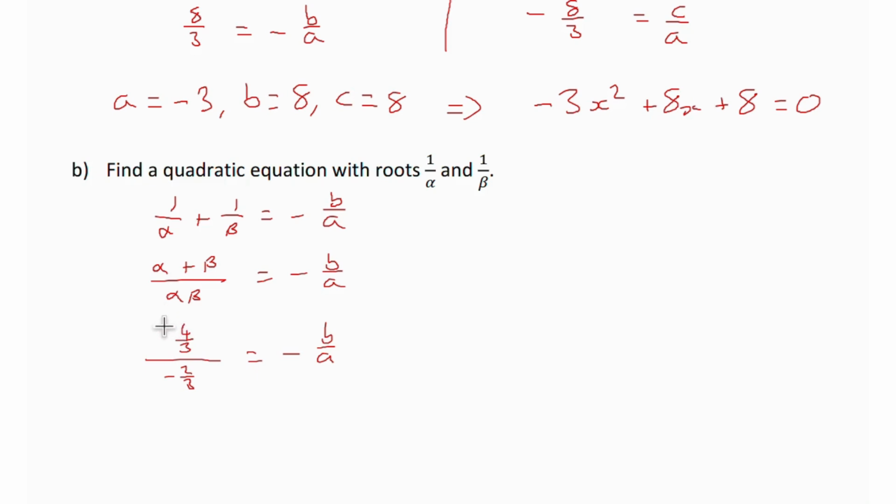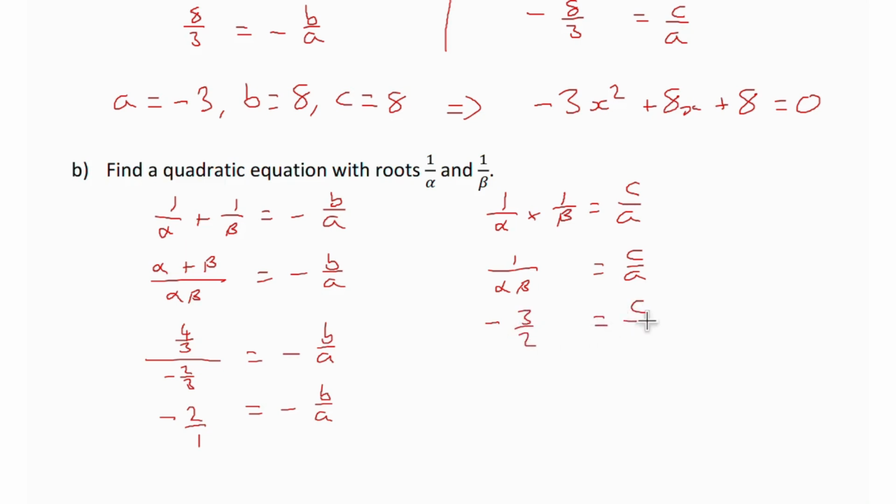Simplifying this down, we get minus 2 is equal to minus b over a. I'm going to write it as 2 over 1 because that's slightly easier to see what's going on. We also know that 1 over alpha times 1 over beta is equal to c over a, which means 1 over alpha beta is equal to c over a. Alpha beta is minus 2/3, so this is going to be minus 3 over 2 is equal to c over a.